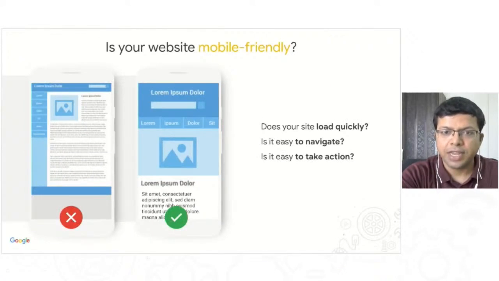So let's start with the first attribute, making the site mobile friendly and goal oriented. First thing you should do is check how your dealer website opens on your mobile. Most likely 90% of your visitors are going to be on mobile. Make sure that your website opens well on mobile. Fonts are legible and readable. Does your site load quickly? Is it easy to navigate? Is it easy to take actions? These are some important things to consider.